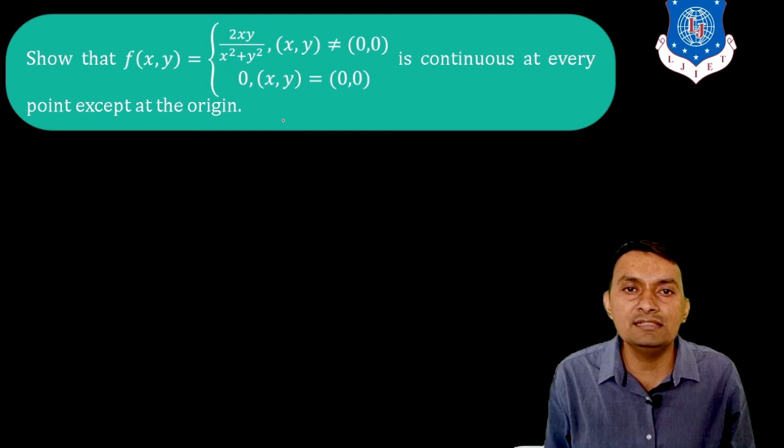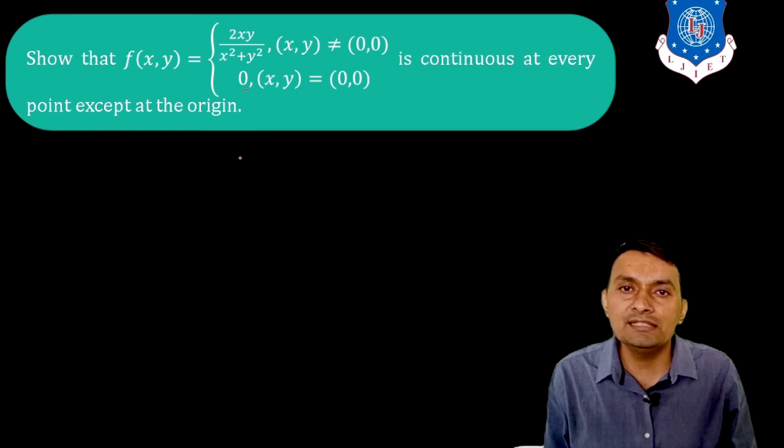So in this question, we first have to observe that f(0,0) is provided, and that is 0. So the first condition is that. But what about condition number 2? Condition number 2 says that the limit exists. So I'm just going to show this question by a different method. But before that, let us understand what the actual method is.